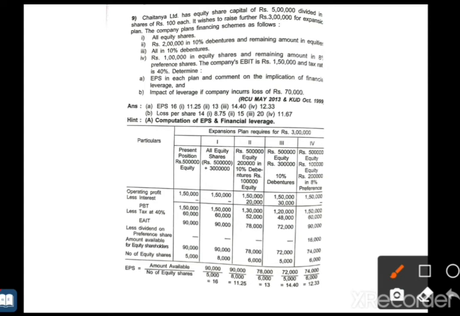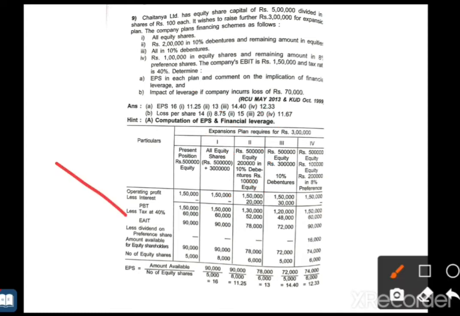We'll start the solution. First we take operating profit or EBIT. This is given in the problem, that is 1,50,000. It remains the same for all plans. Next we are going to less interest. We know interest is given only for debentures. Among each plan, which plan has a debenture? For that plan only we have to minus the interest. Plans 2 and 3 have debentures. So 2 lakh into 10%, 20,000. 3 lakh into 10%, 30,000. We minus these and get profit before tax: 1,50,000, 1,50,000, 1,30,000, 1,20,000 and 1,50,000.